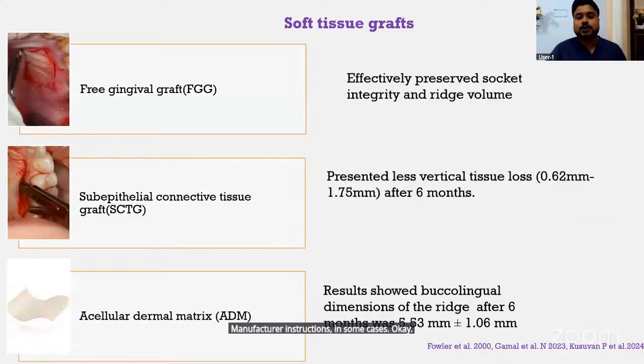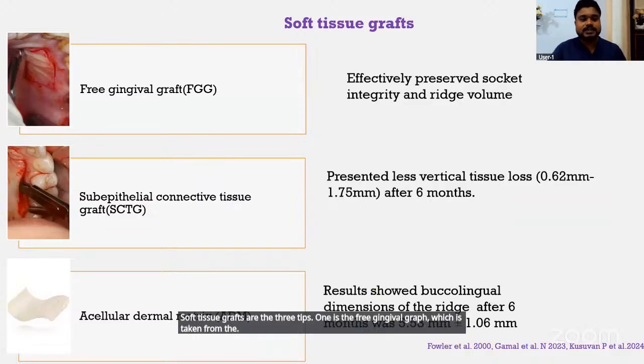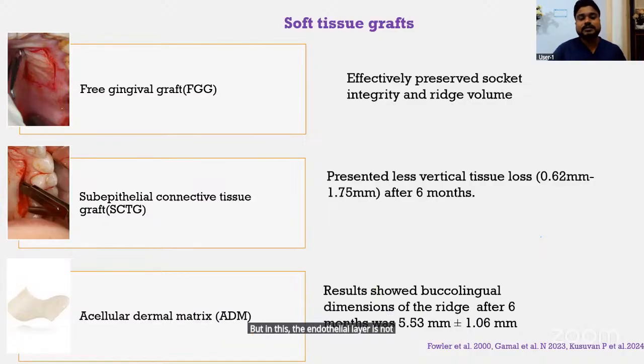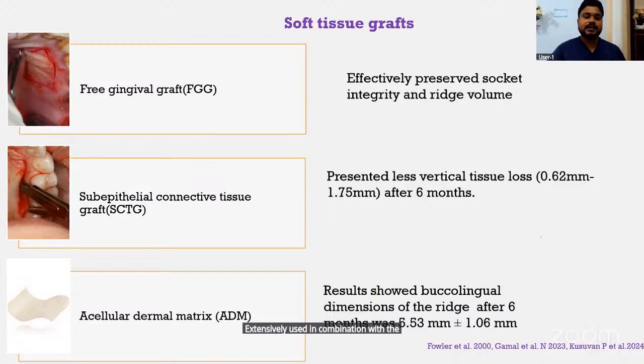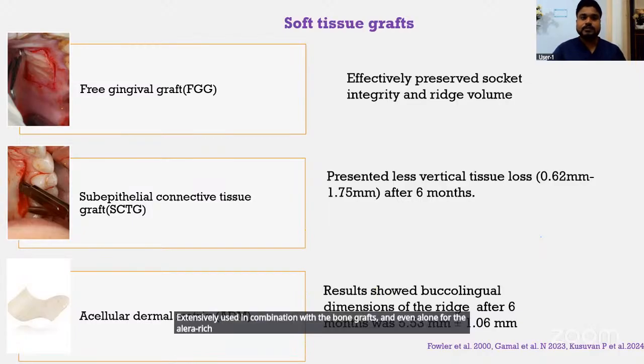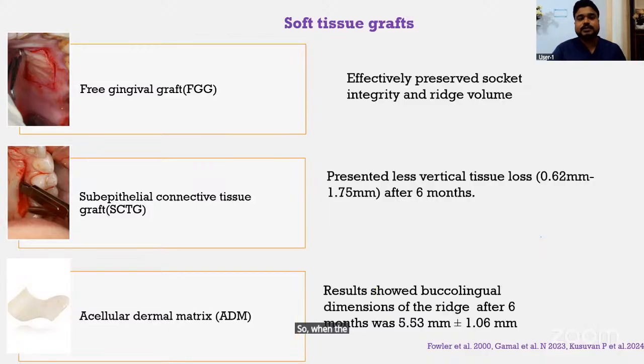Okay, now coming to the soft tissue grafts. Soft tissue grafts are of three types. One is the free gingival graft, which is taken from the palate, and even the subepithelial connective tissue graft, it is also taken from the patient's own palate. But in this, the epithelial layer is not taken, only the connective tissue is taken. And the third one, to be simple, is derived from the skin of other species and it has been processed, it is known as acellular dermal matrix. Okay, these three have been extensively used in combination with the bone grafts and even alone for the alveolar ridge preservation.